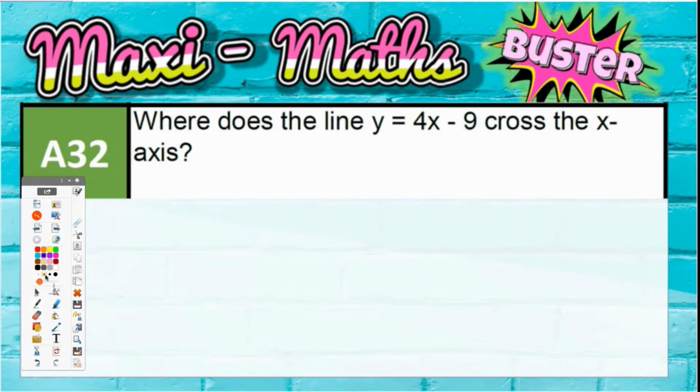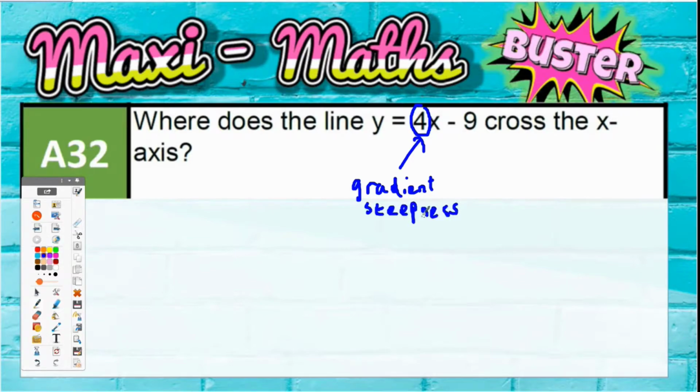Question 32. Where does the line y equals 4x minus 9 cross the x-axis? Now, this is a bit of a tricky one. So, remember, in any equation like this, the first number, the number that goes in front of x, is your gradient, which is a posh word for steepness. So, that's your steepness value.